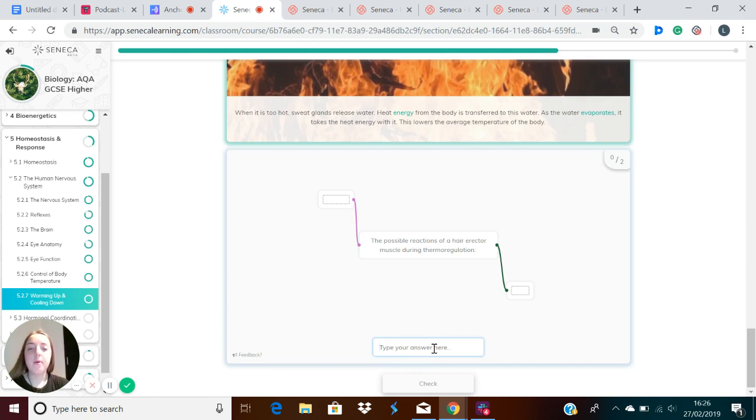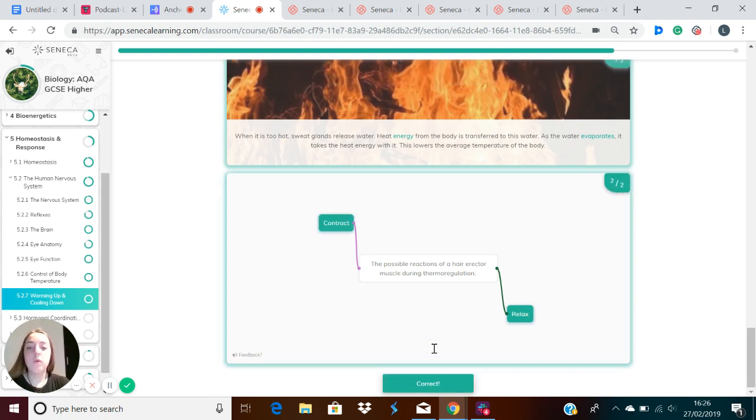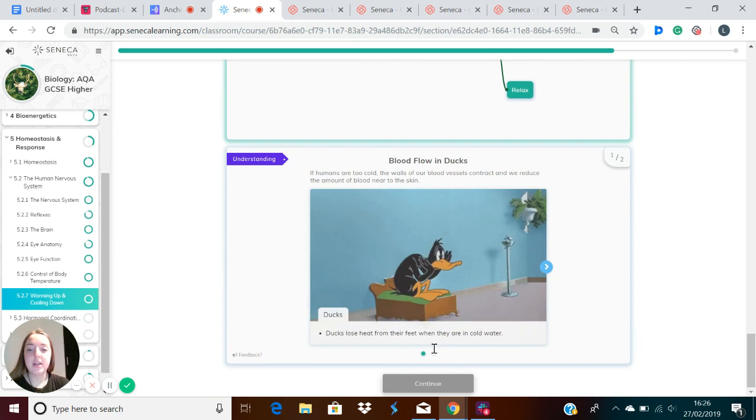Let's have a recap. So hair erector muscles control the hairs on the surface of our skin. The possible reactions of those are to relax, which causes the hairs to lie flat when we're too hot, or they can contract when we are too cold, causing them to stand on end.